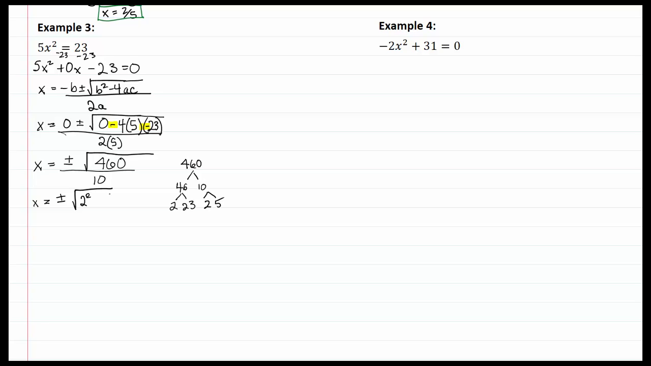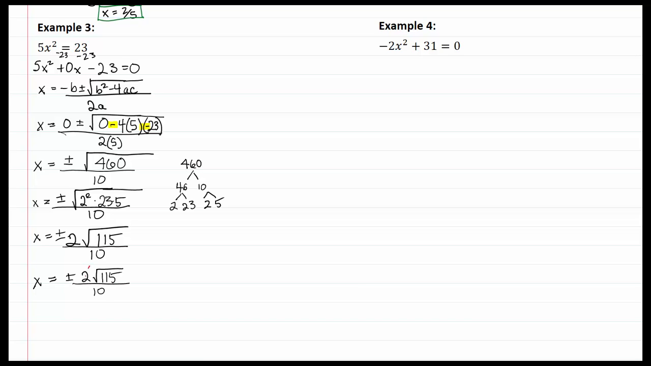So I'm going to write this as the different factors. 23 times 5. And so since the index and the exponent match, I can pull that out. 23 times 5 is 115. And that's all over 10. And I should fill that in here too. So now, plus or minus 2 root 115 over 10.